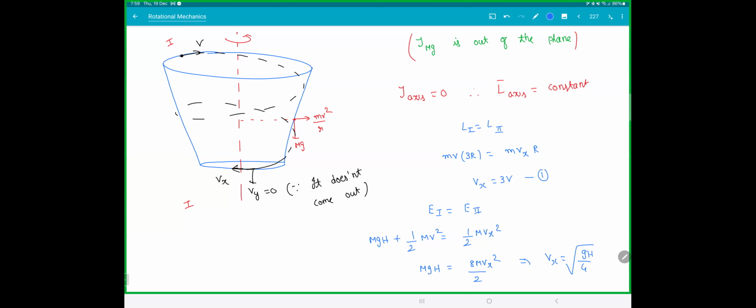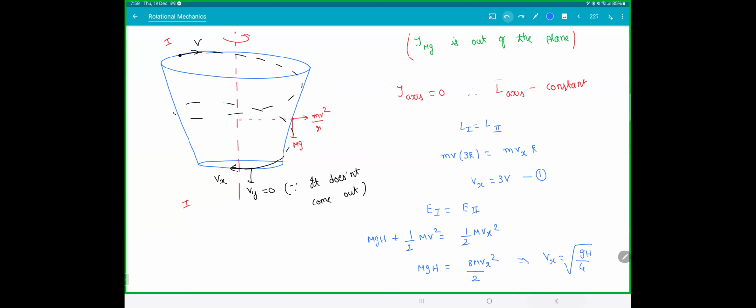Why am I finding vx? I need to find v now. I wrote wrong. This is v only. Check.